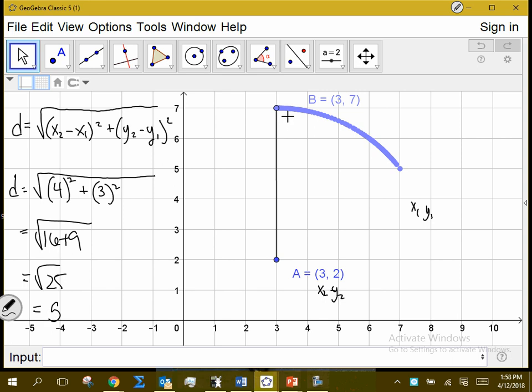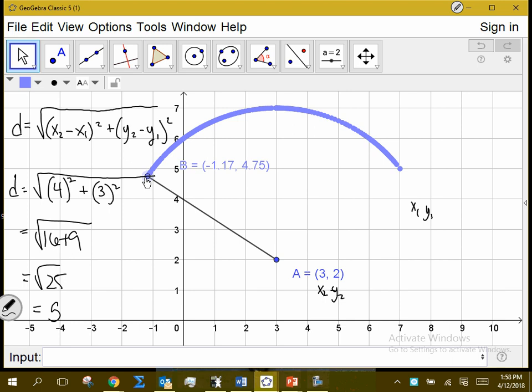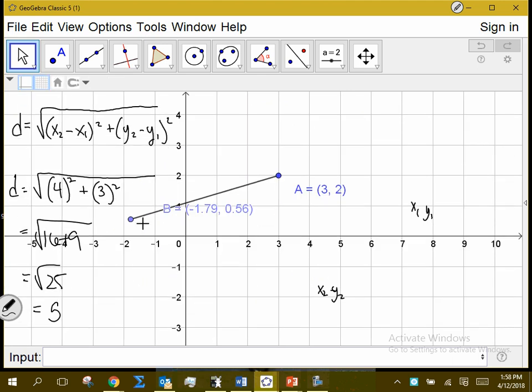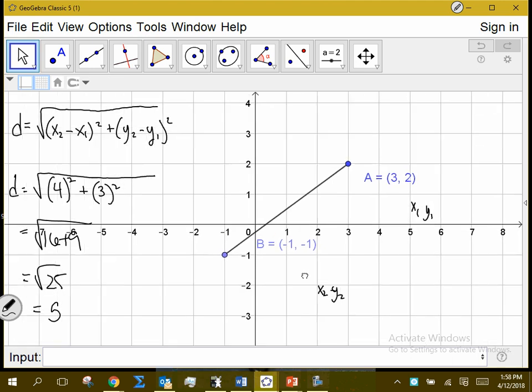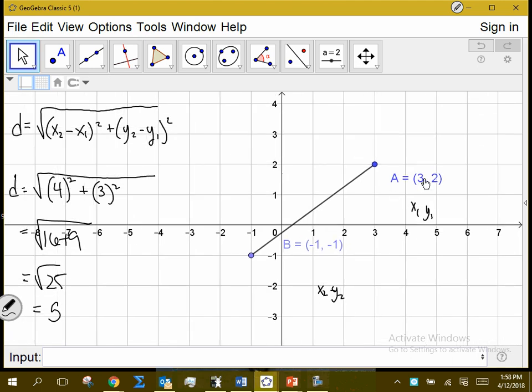So why not just do the difference and get them that way, okay? What if I gave you, let's say, that point there? If I subtract the x's, what's 3 minus negative 1? 4. Square 4, you get 16. Take my 2 minus negative 1, you get 3. Square that, you get 9. 25 gives me 5, right?